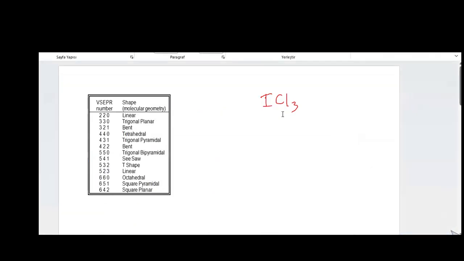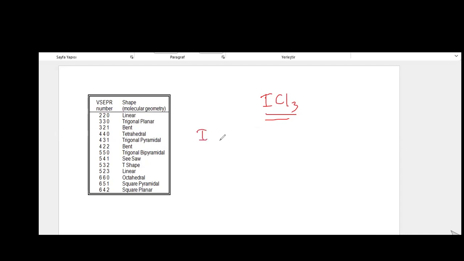Evet arkadaşlar bu da mesela zor moleküllerden bir tanesidir. Let's look at that molecule. Rarely you can see that kind of a molecule. So we can say that it is a simple molecule but a rare molecule. You can't see it during the lectures. So let's try to analyze this molecule once again.